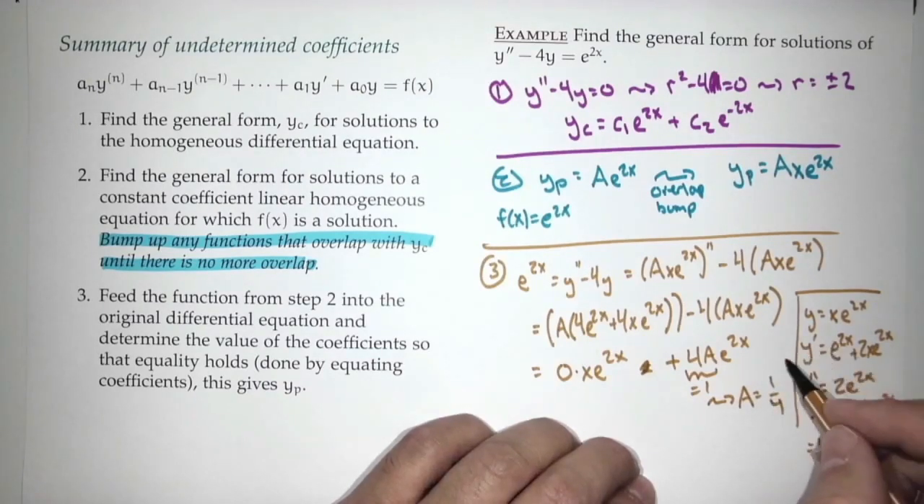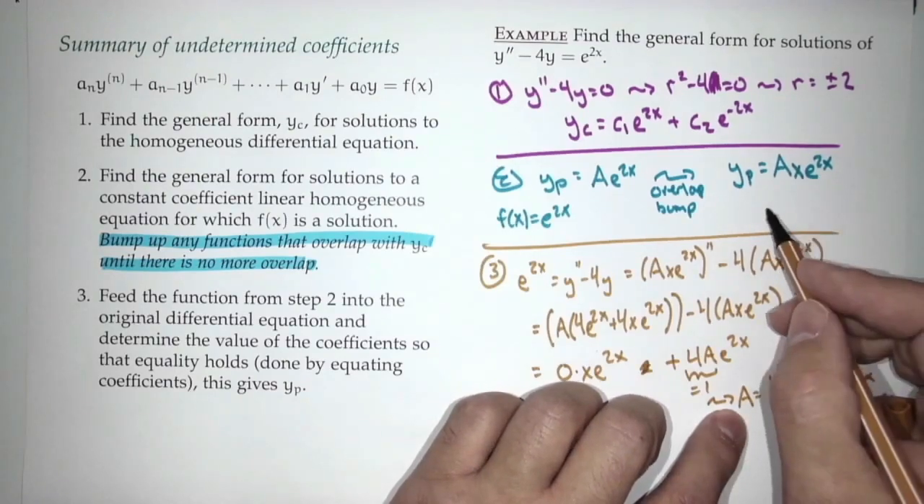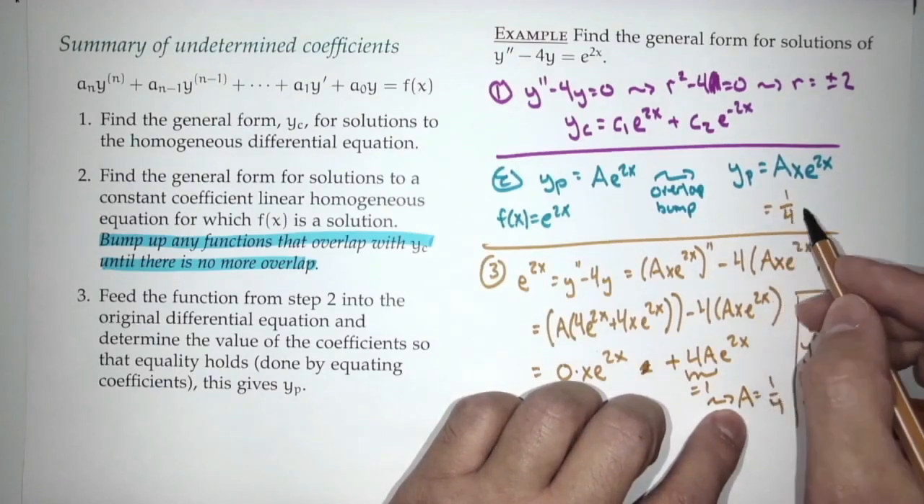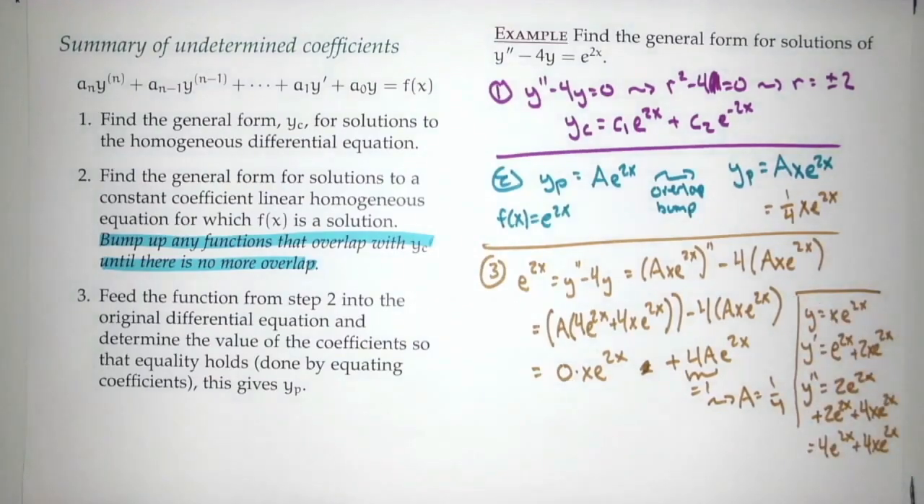A is 1/4. So we can put that A back up into here and say that our particular solution is really 1/4 x e to the 2x. So now we have our particular solution. Are we done? No, but we're really close. What's the last thing for us to do?